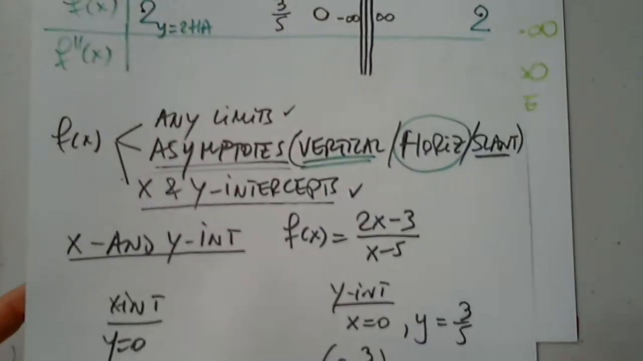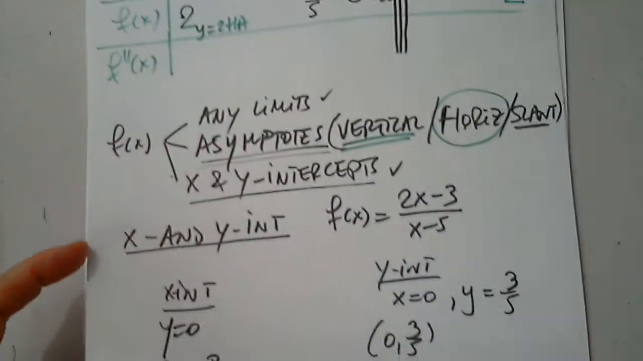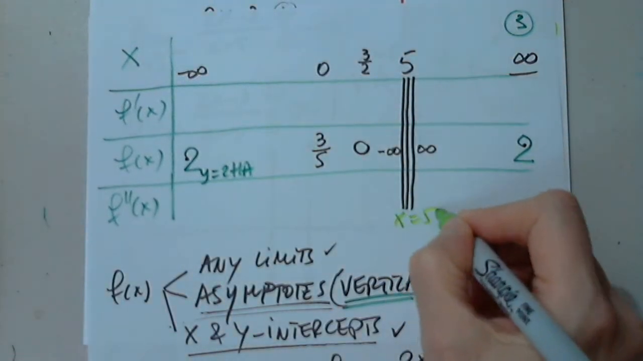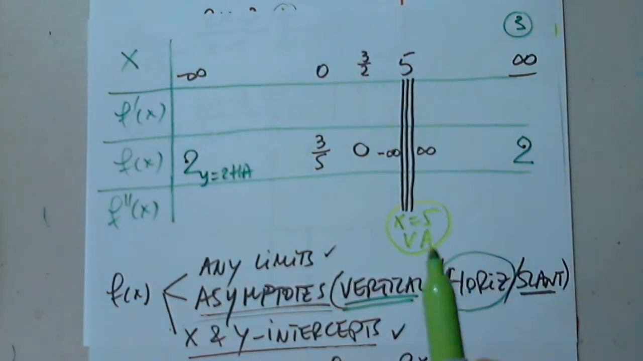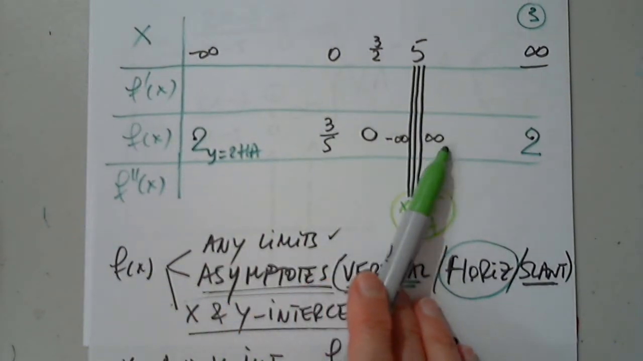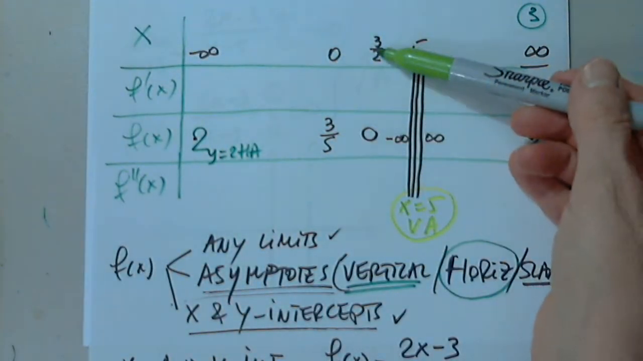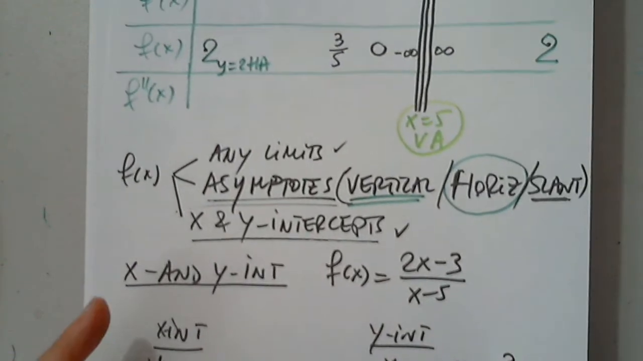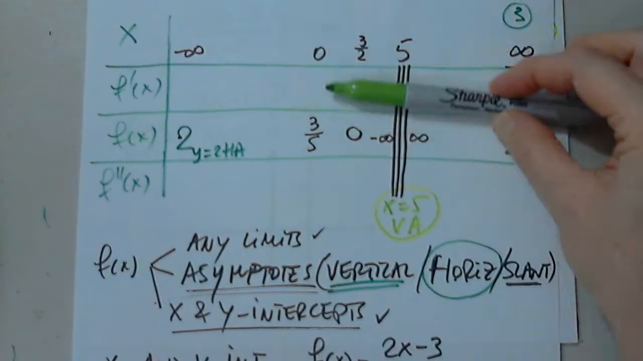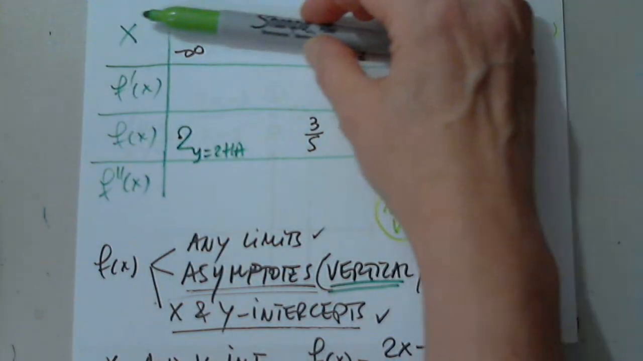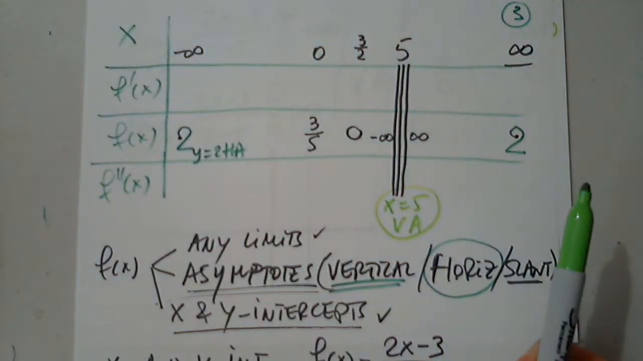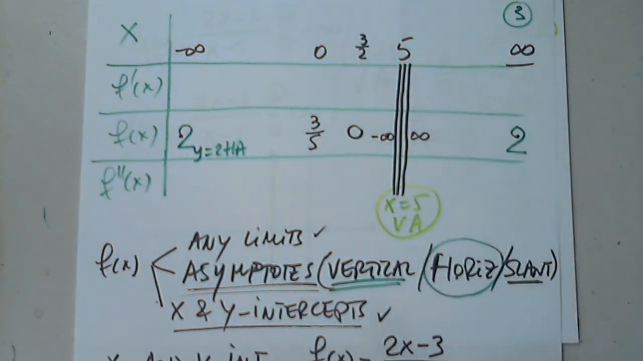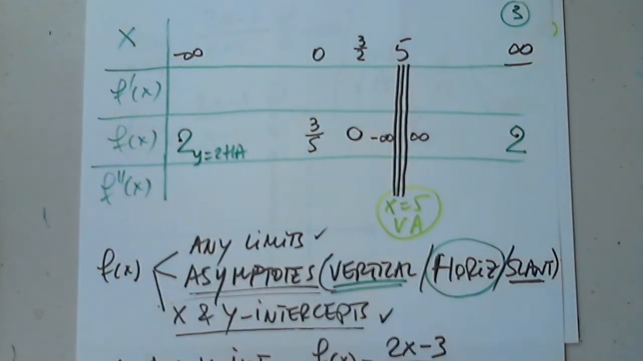So as you see, two pages of work just to find the horizontal asymptote, the x equals 5 vertical asymptote, these limits, the y-intercept and the x-intercept. Two pages. Where do I look when I want to graph? Only here. Because I summarized all my information in here. It's waiting for me. But I'm not ready to graph because I have to work on this and this. So now I'm ready to continue with the first derivative.